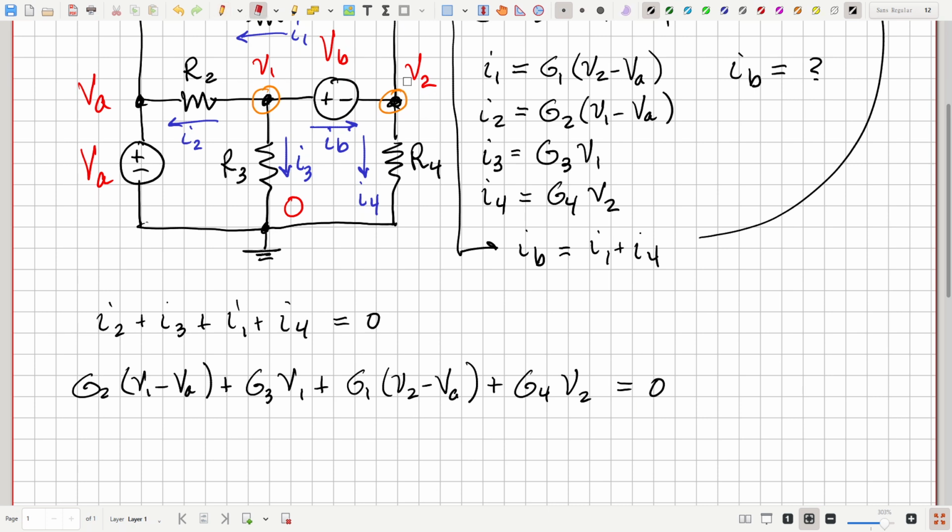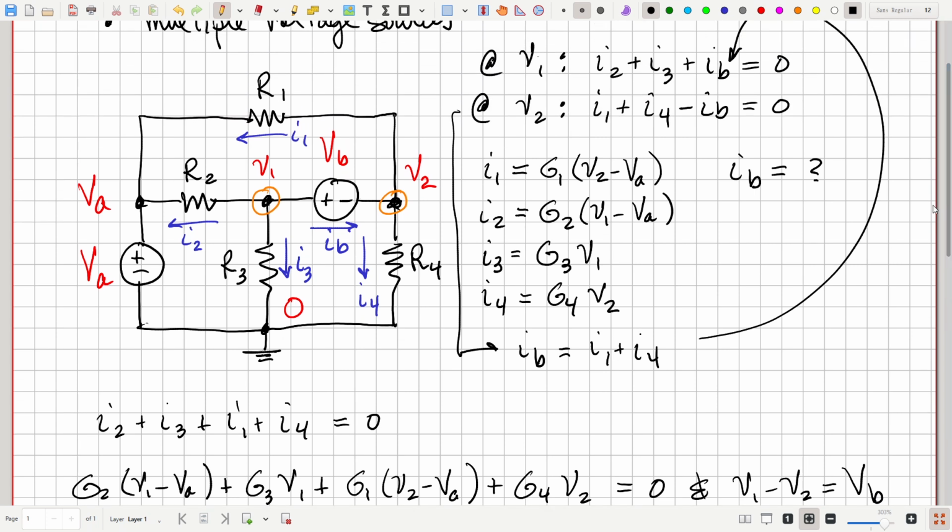But the problem here is, now we only have one equation, but we have two unknowns, V1 and V2. So one equation and two unknowns, we can't solve that. However, the voltage source creates a new equation. Why? Because what's the voltage drop? VB is from plus to minus, but that's V1 minus V2. So we also know that V1 minus V2 is equal to VB.